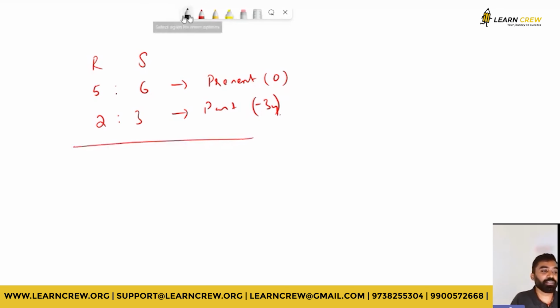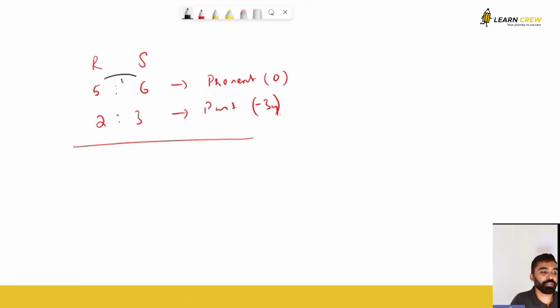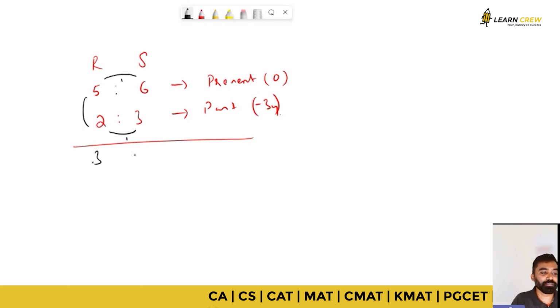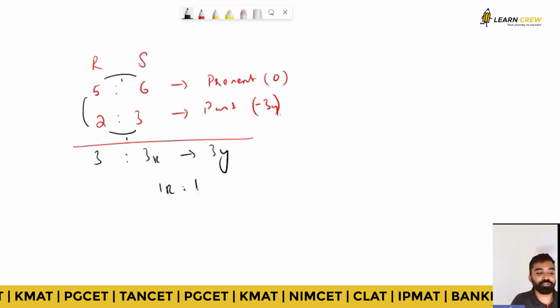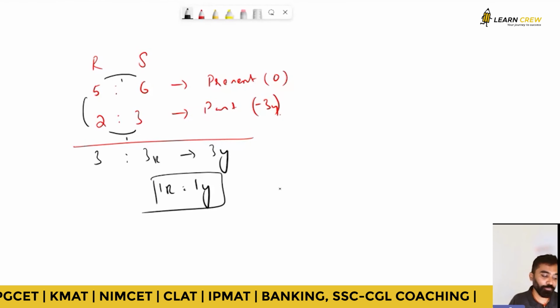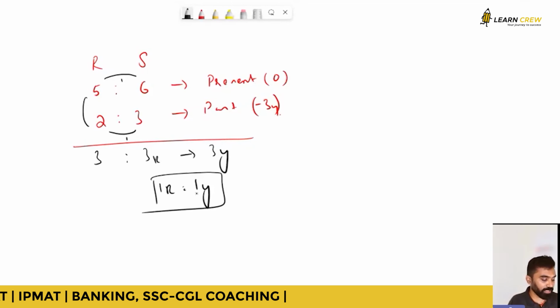Now check if the difference is the same. This is 1, this is 1. The difference is the same, so I can subtract it, and it becomes 3 ratio. So 3 ratio equals 3 years, or 1 ratio equals 1 year. If 1 ratio equals 1 year, what is the question they're asking?